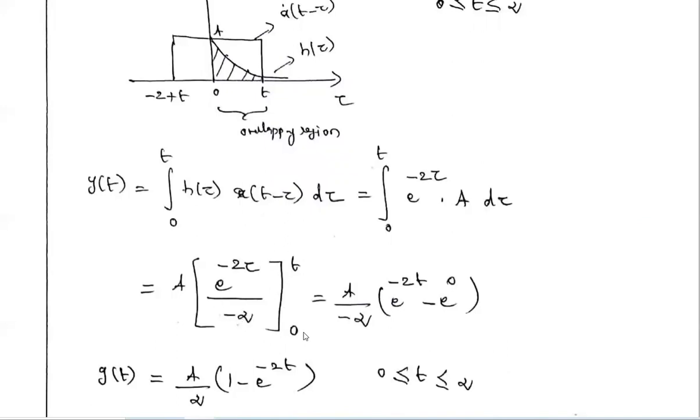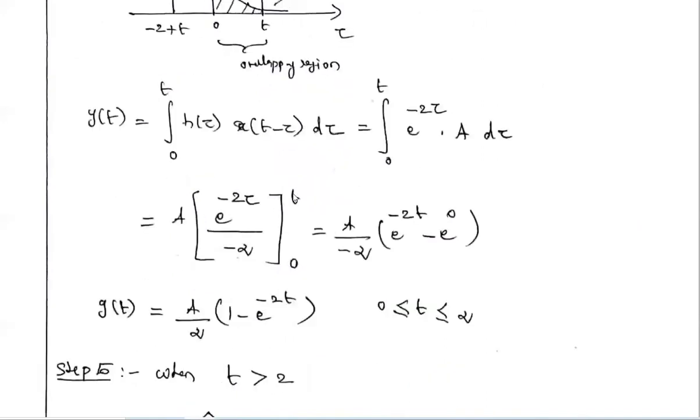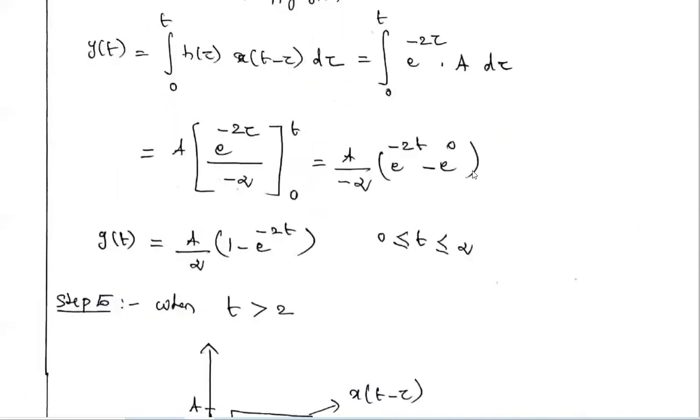So with the limit 0 to t, you just substitute the upper limit. In the place of tau, we have to put t. So e power minus 2t minus, if you are substituting the lower limit, e power 0. Okay, e power 0, you know, it's a 1. So it can be written as a by 2, this minus, you multiply to both the terms. So we got the answer a by 2 into 1 minus e power minus 2t.